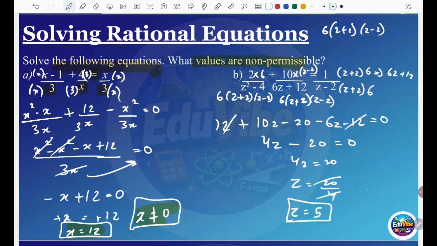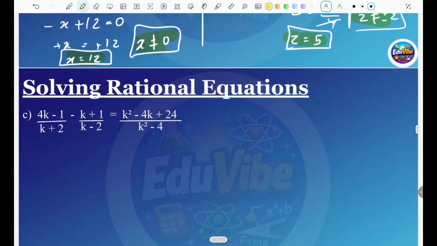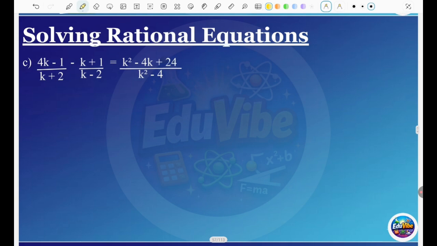From here we have non-permissible values where z is not equal to plus or minus 2, that's z plus 2 and z minus 2. And this is a valid answer, which is z is equal to 5. So that's how you can approach this type of question on the equations. First we have to find the common denominator, then solve, and the denominator can be cut out at the end. So next question we have, and now this is a long question, and we have to solve for k.